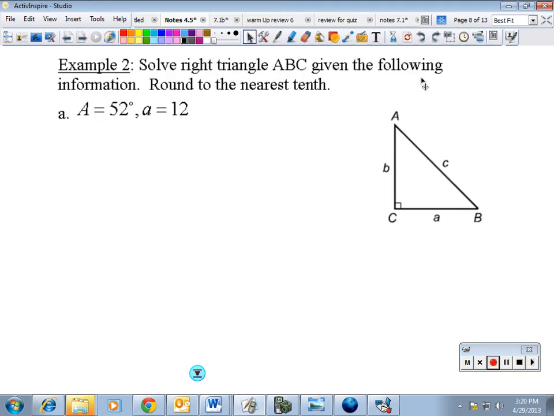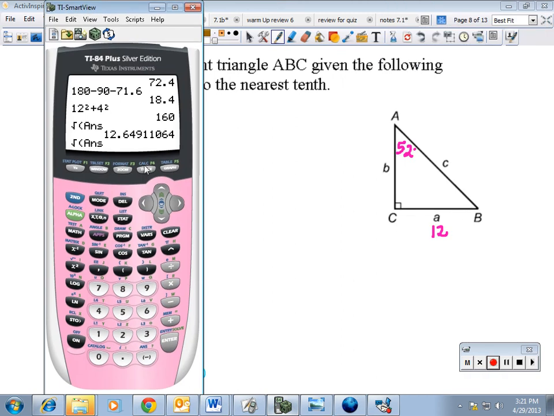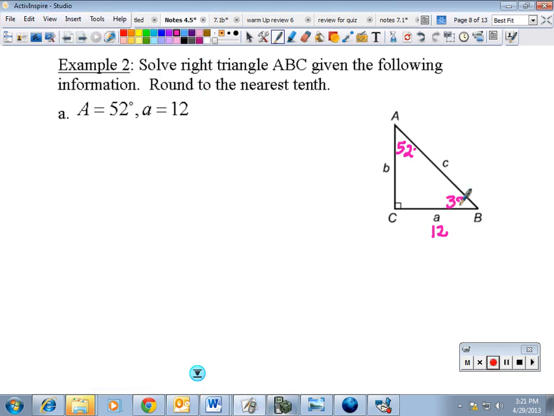Solve right triangle ABC given the following information, round to the nearest tenth. Now what you want, when it says solve the triangle, you want everything. So you label what you're given. A is 52, little a is 12. You should know that all angles in a triangle add up to 180. So, let's see, 180 minus 90 minus 52. That gives me 38. So this one's 38.